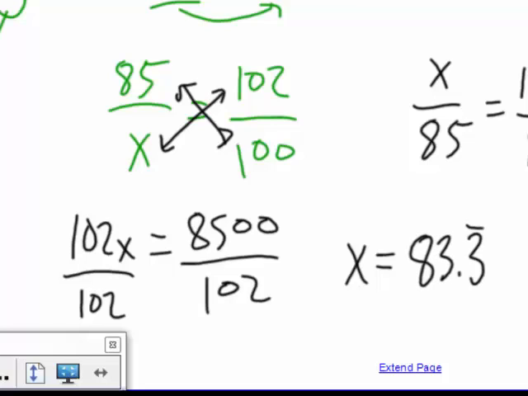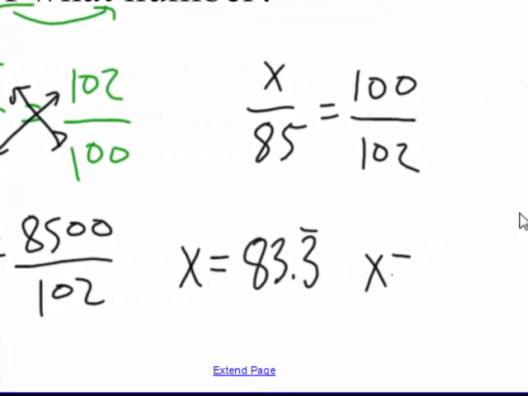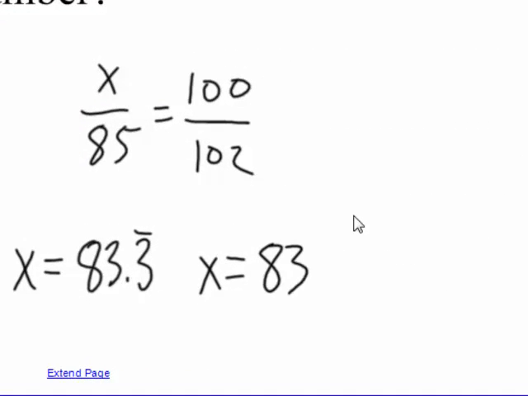And we don't want to write it like that. Let's get used to writing it as a fraction if it's a nice fraction. So x would equal 83. Well, remember our rule. If it's one decimal repeating, 0.3 repeating, I can put that over 9, which is actually 1/3.